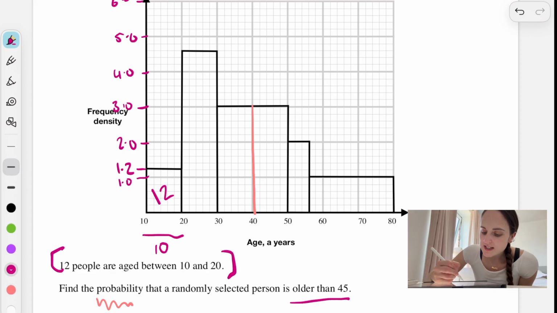So the area of the 20 to 30 bar, the base is 10 and the height is 4.6. So 10 times 4.6 is going to give us 46. So that means there's 46 people between 20 and 30.